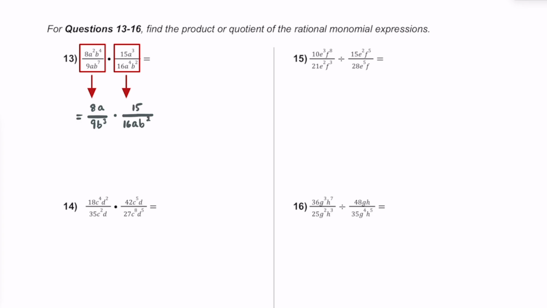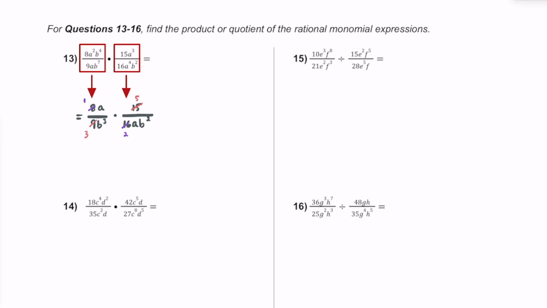Okay, now you can go ahead and cross cancel now, especially with the coefficients. I think I'm going to break it up into coefficients first and just deal with the variables second. And so for the coefficients here, 8 and 16 can both divide by 8, so it's going to be 1 and 2. And then let's see, the 9 and 15 can both divide by 3, so we're going to be left with 3 and 5. I think that's it for the coefficients here, right?